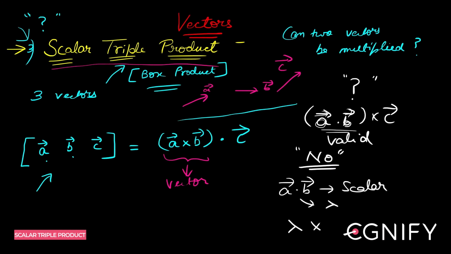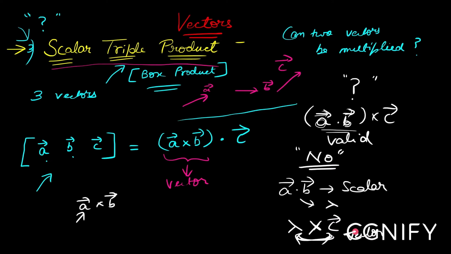And I can't take the cross product of lambda with a vector, because you can take the cross product only between two vectors. Both your lambda and C have to be vectors. So I can take A cross B. It's valid only when both your A and B are vectors. If one of your vectors changes to some scalar, then it is invalid. The reason why I brought this up is it will actually help you not confuse this expression with this expression.